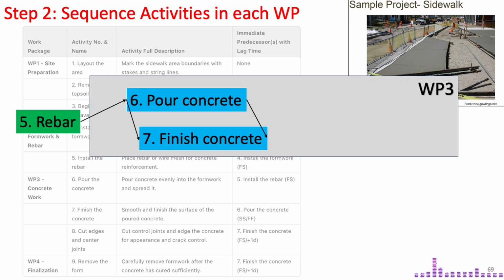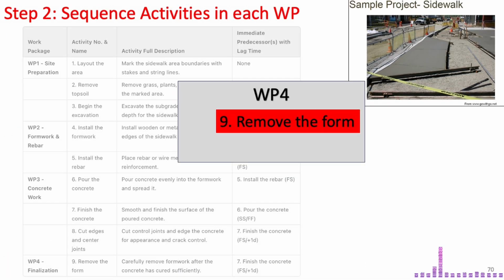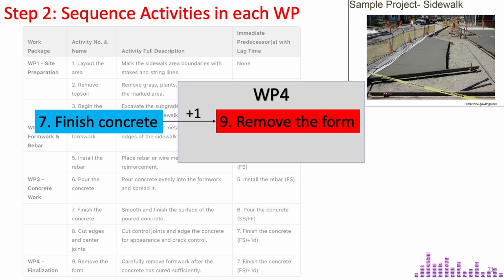After this, we got Activity 8, cut edges and center joints connected to Activity 7 through an FS logic. Finally, we move to work package 4, finalization, which consists of a single activity. Activity 9, remove formwork. This must follow Activity 7, finish concrete from the third work package.